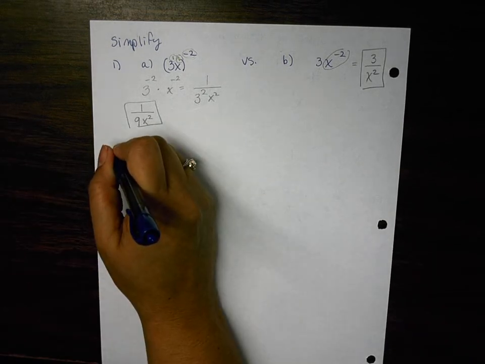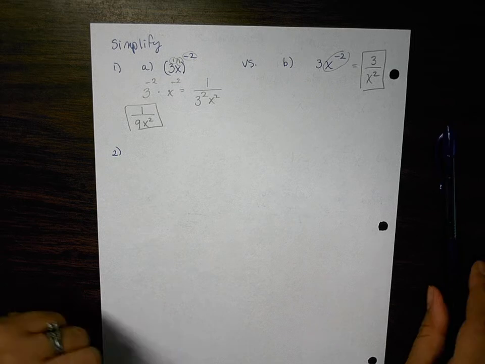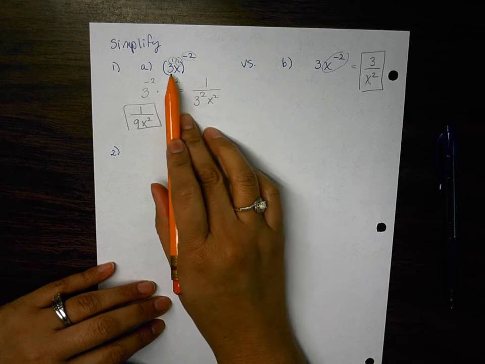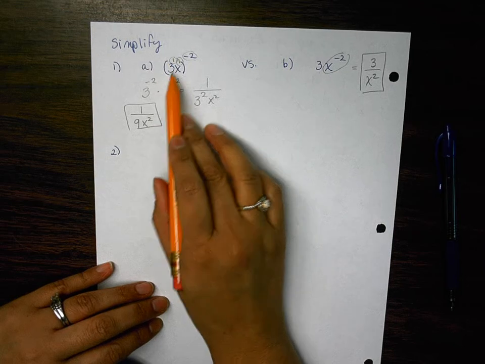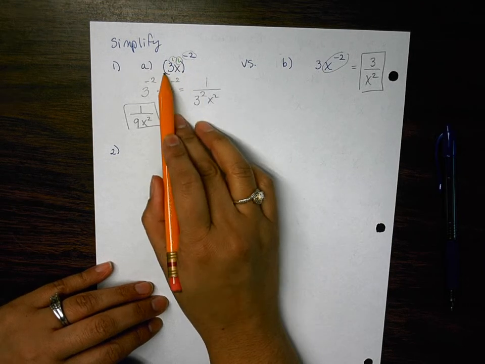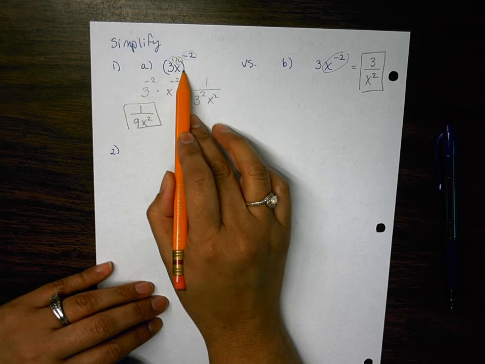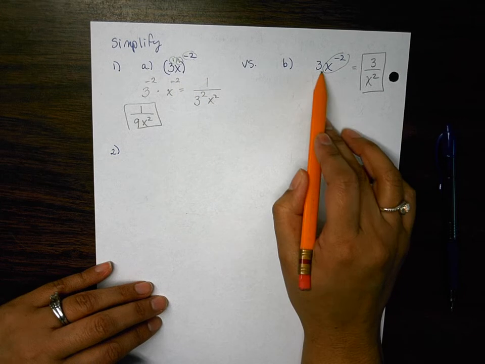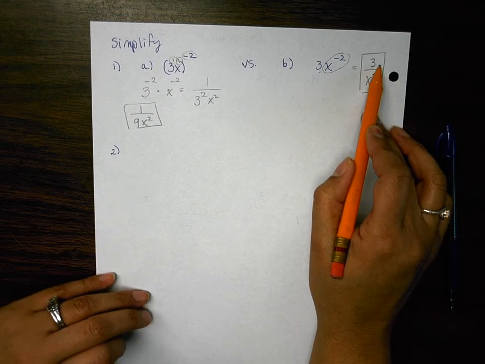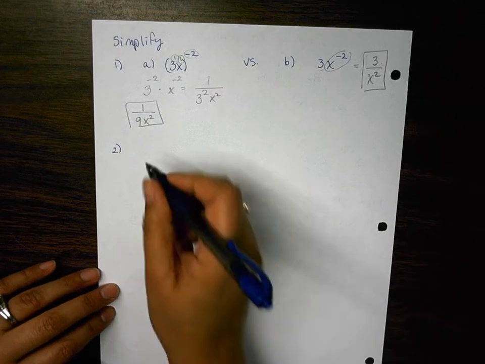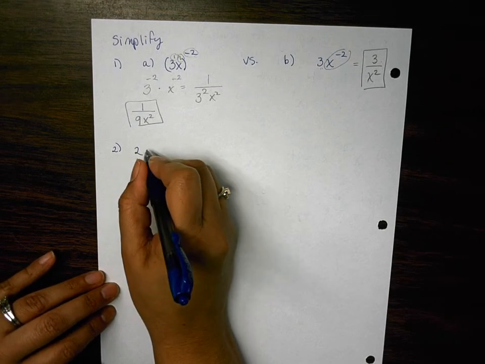All right, questions? Does the number always move with the x? Can anyone answer that? It depends on what? Not the negative, but the parentheses. If there's parentheses around it, yes. See how this one had no parentheses, so it stayed at the top. Do you see that? Okay. Number 2.